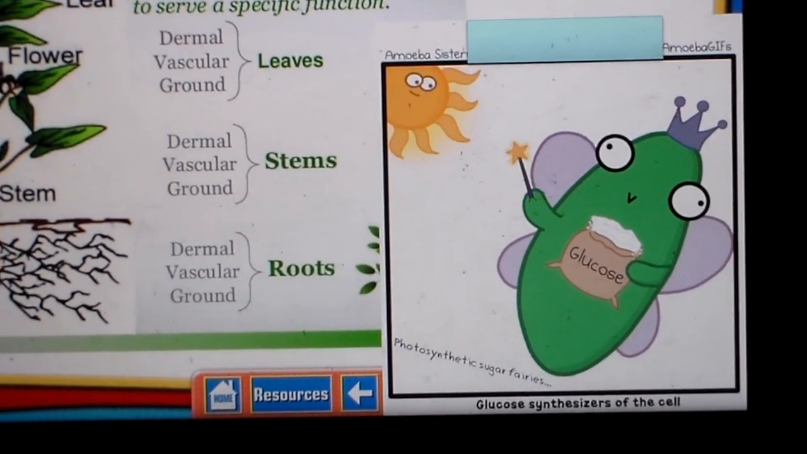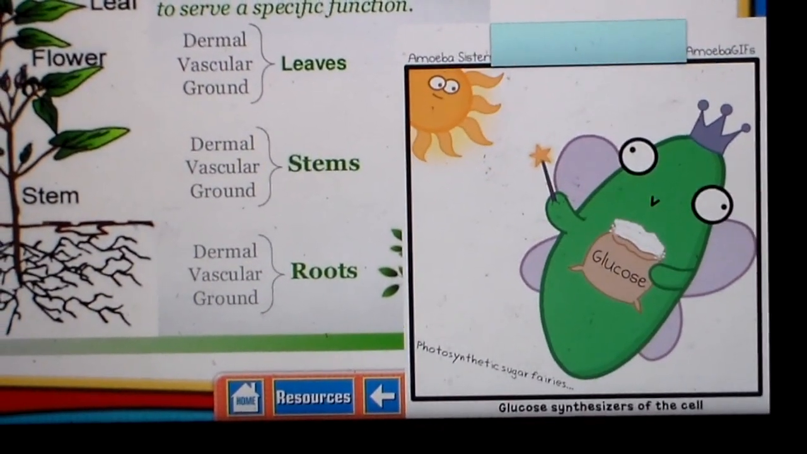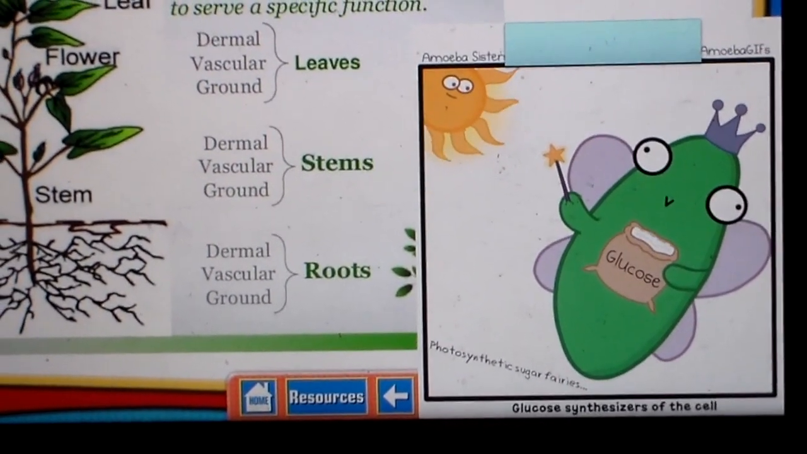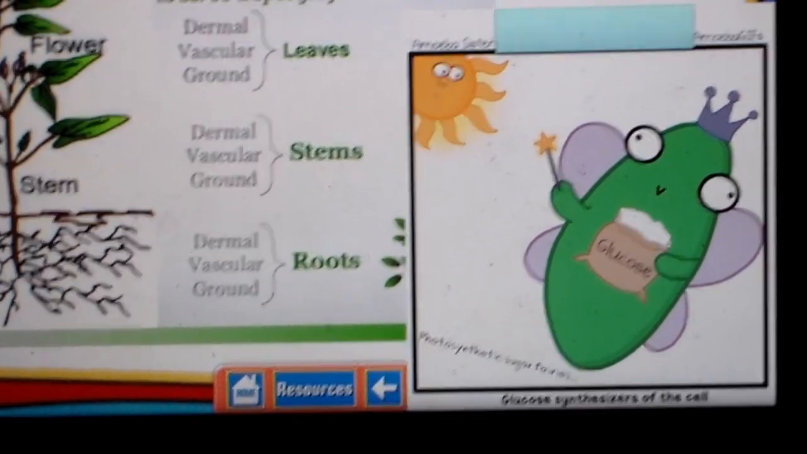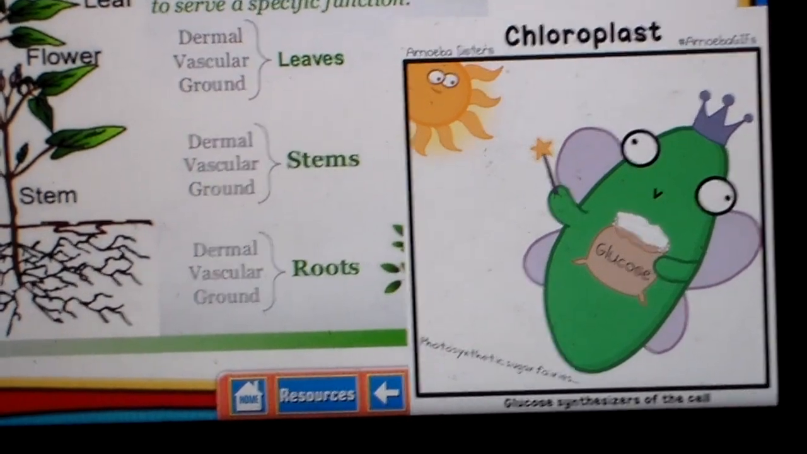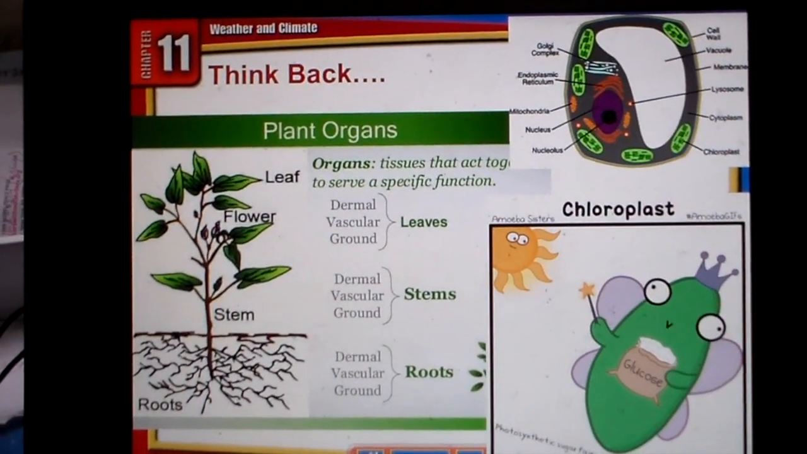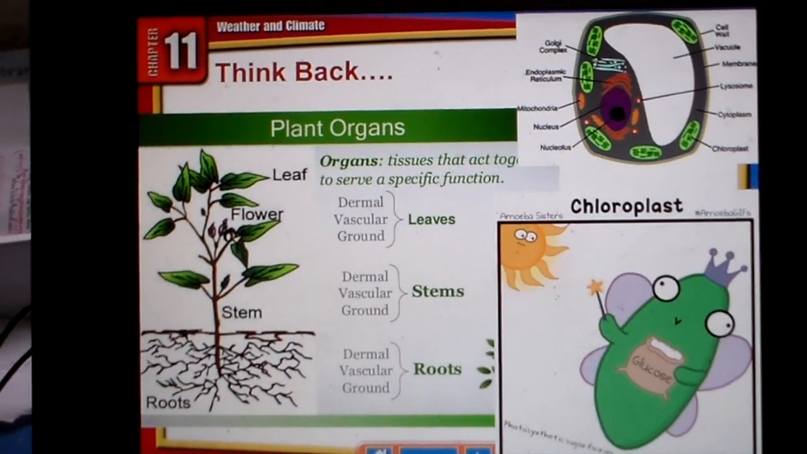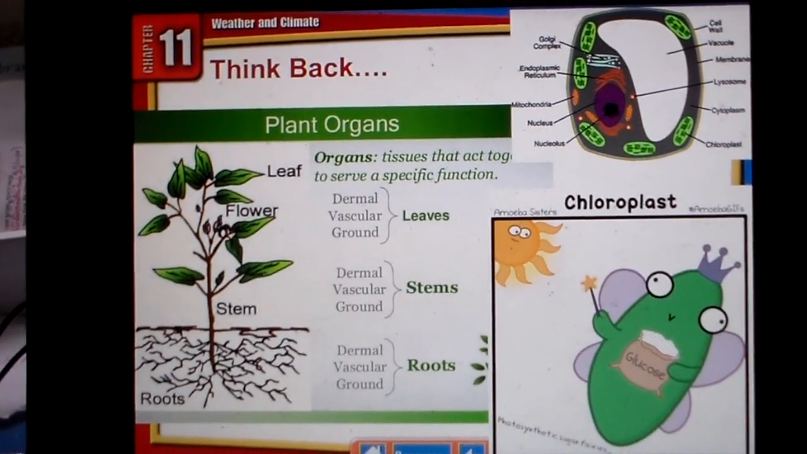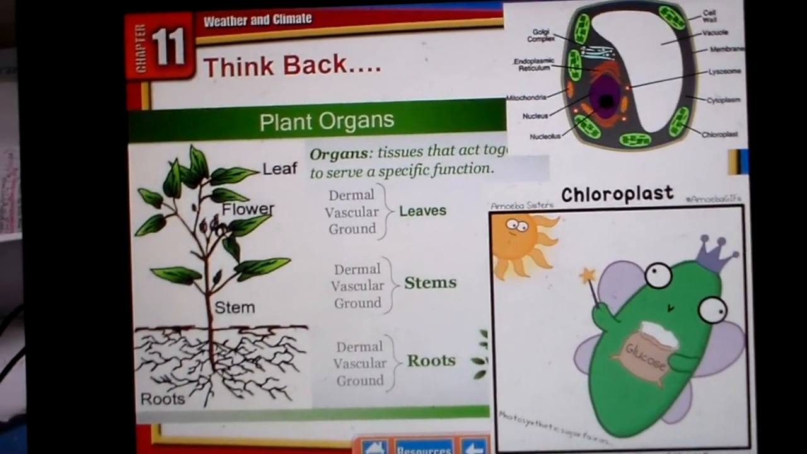What is the name of the organelle that's found only in plants that takes energy from the sun and changes it into glucose or sugar? I hope you remember that that is the chloroplast. The chloroplast is the part of the plant cell that is responsible for photosynthesis. I mention this because in order to understand evapotranspiration, we're going to have to remind ourselves about photosynthesis.